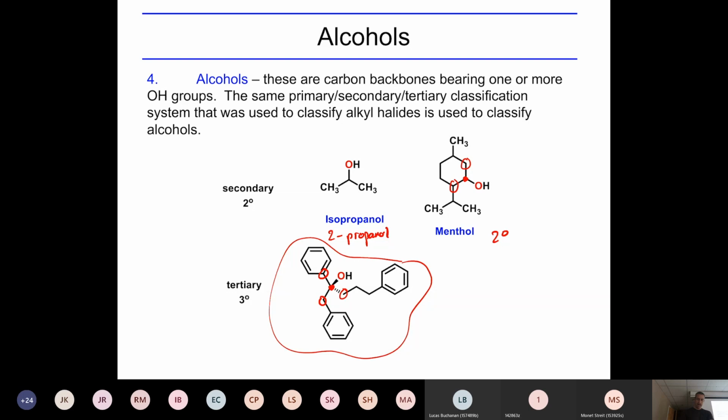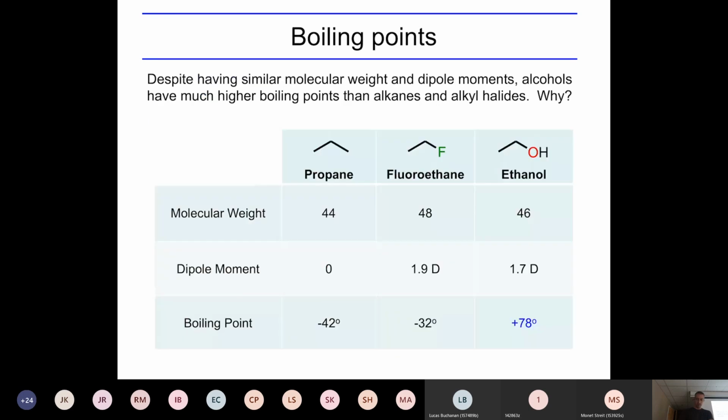Cool. Alcohols have OHs, so they have hydrogen bonding. That means they are typically soluble in water, or have a higher tendency to be soluble in water. And they have high boiling points. So compare these 3 molecules: propane, fluoroethane, and ethanol. They all have roughly the same molecular weight, within 2 of the average here.